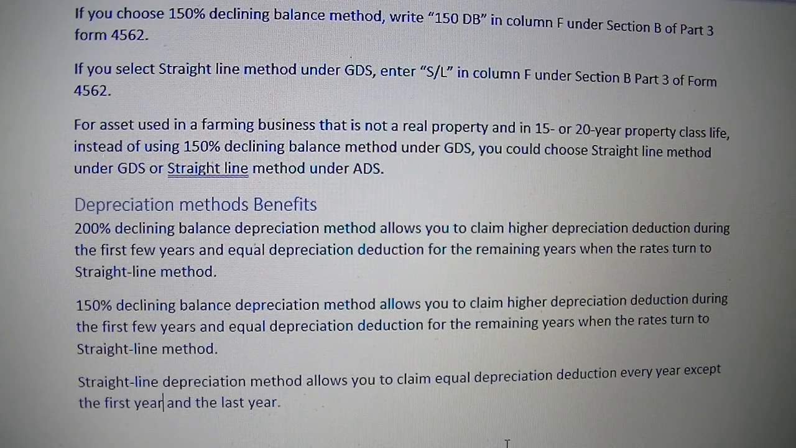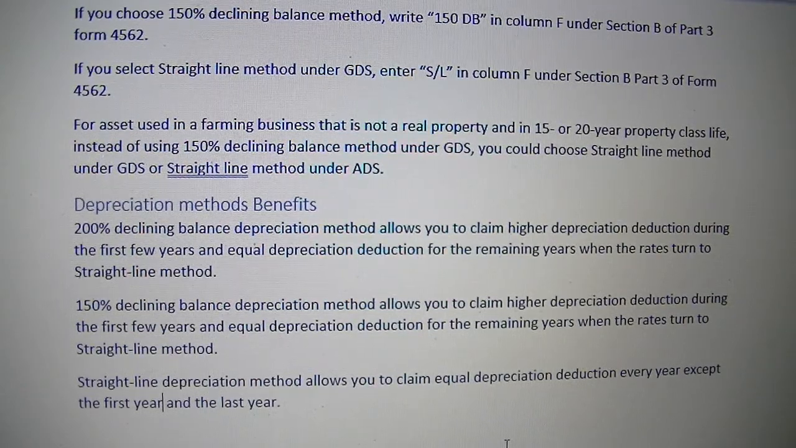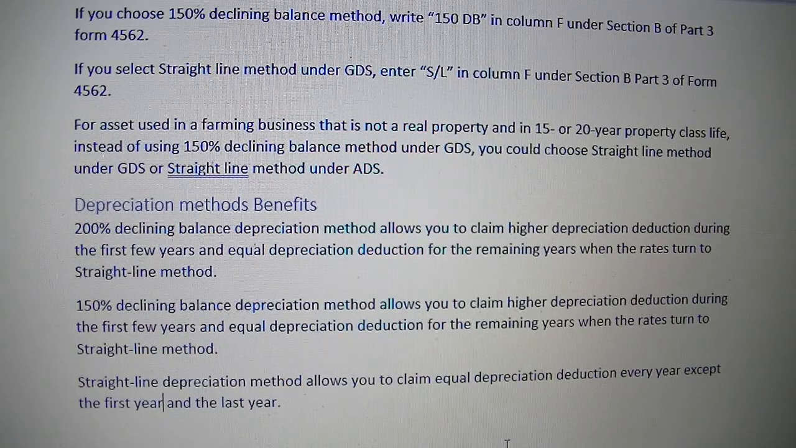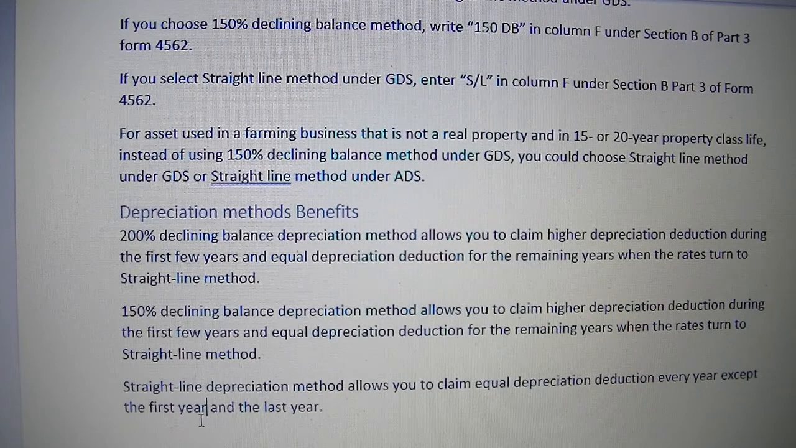If you use 200% and later you have to switch to straight line, it becomes a little bit more complicated. So when you make that switch, the basis for depreciation is going to change, and you are going to have to calculate the depreciation on your own.